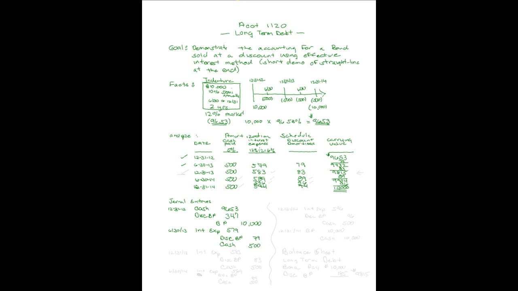Then there's an entry on 12/31/13, where we say interest expense is $583, pulling it from right there. Cash is always $500. It's the term the bond was issued under. And under the discount on bonds payable, where I tacked that additional interest, I'll take out $83.